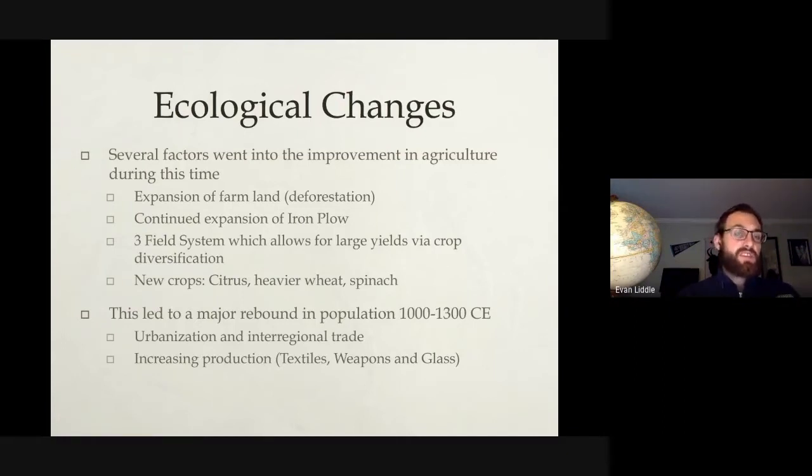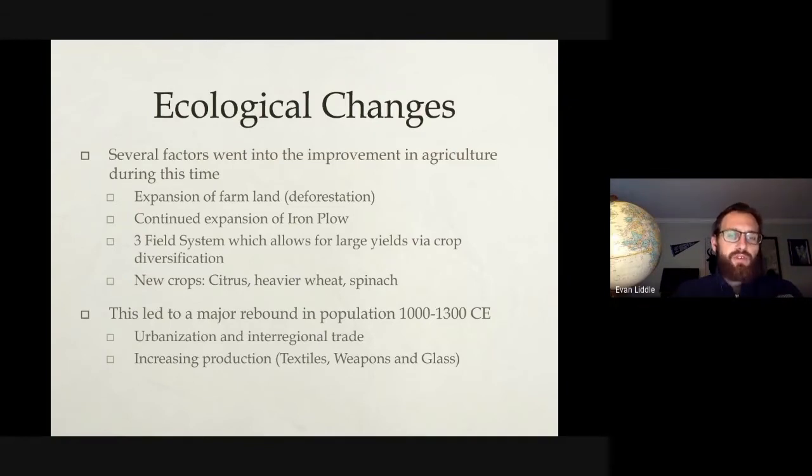However, during this time, we begin to see wide-scale deforestation in the name of getting farmland or cropland or grazing land. We continue to see the expansion of the iron plow, spreading out further and being used more. We see the introduction of something called the three-field system, which allows for a larger yield via crop diversification. So you have three pieces of land, and you'll grow different crops on each of them, and then you will rotate those crops every year so that the soil does not wear out. Some crops are soil recharging crops, and some crops are not.